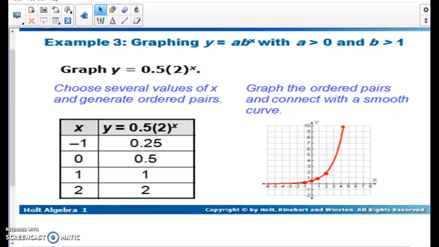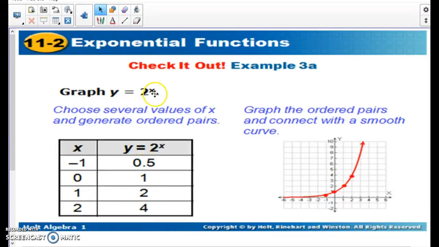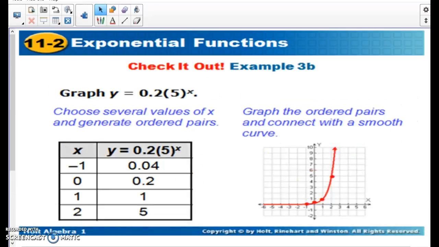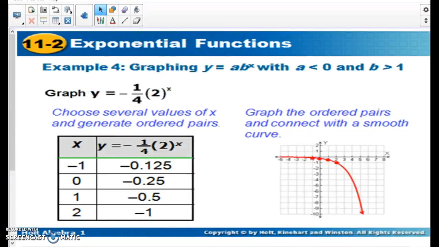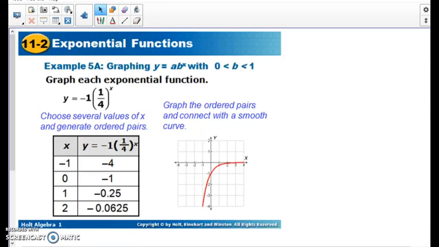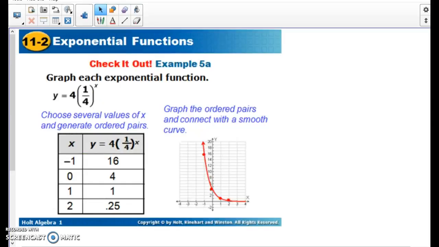So again, let me show you some more graphs. So 2 to the x power. Again, picking similar kind of numbers, and still getting that curved graph. This one's a -1/4, so that curve is going to be going down. But again, pretty much the same process, where as long as you have a calculator, you're really just plugging in numbers to look at the graph. Kind of the same thing here through all these as well.